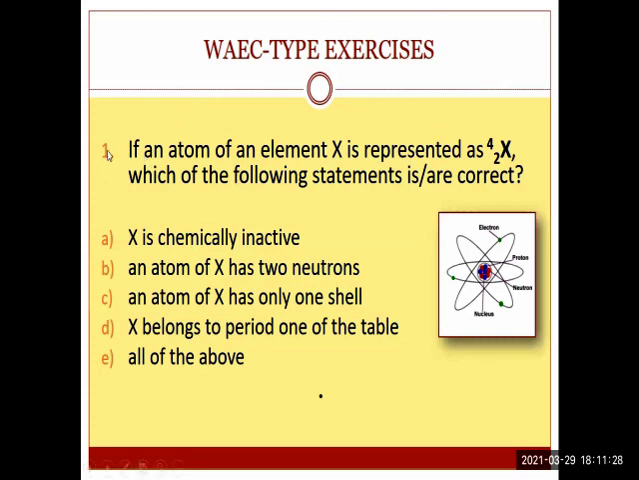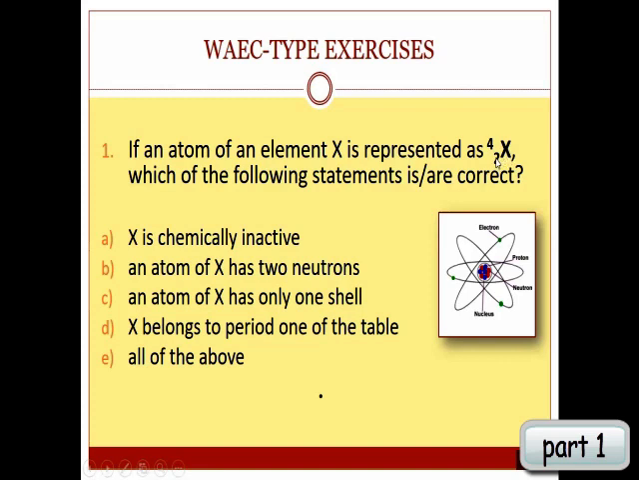All right, question 1. If an atom of an element X is represented as having a mass number of 4 and an atomic number of 2. Element X is represented as this. You recall that notation. That's how we represent elements, symbols in short, showing the mass number on top and the atomic number below.